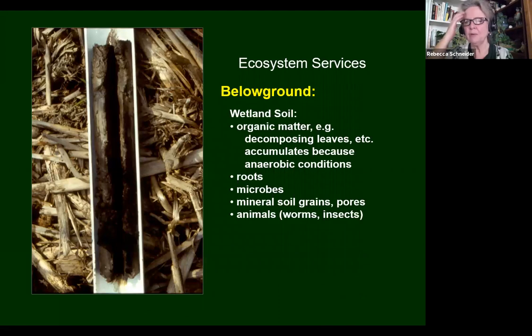That's all the above ground benefits. Now below ground. Alongside streams, you have a soil that's very brown, full of organic matter because it decomposes slowly when it's low oxygen. There are roots, microbes, animals. It's a whole ecosystem in itself.